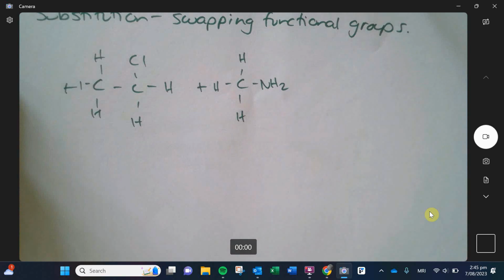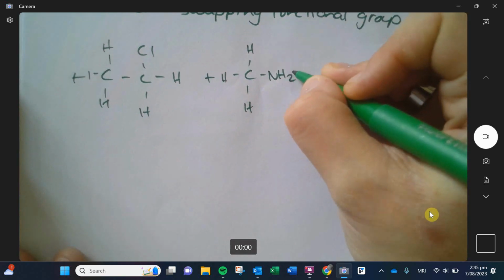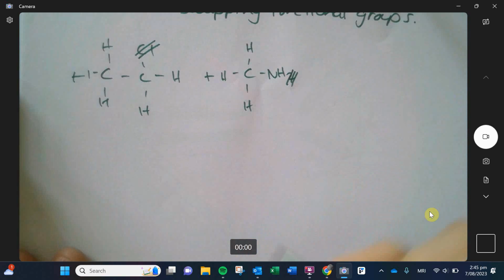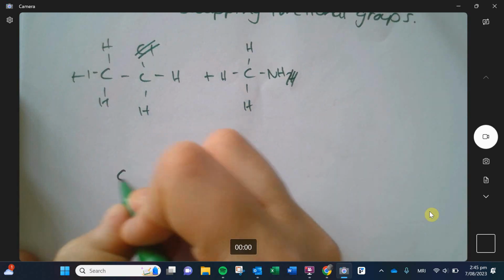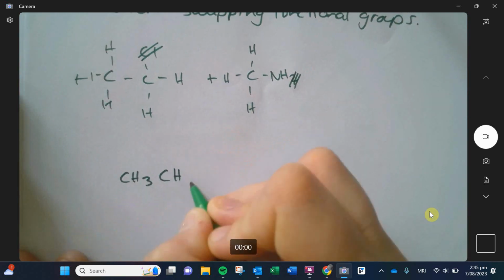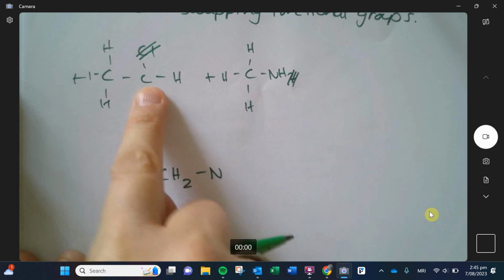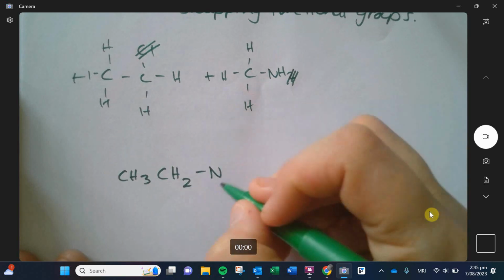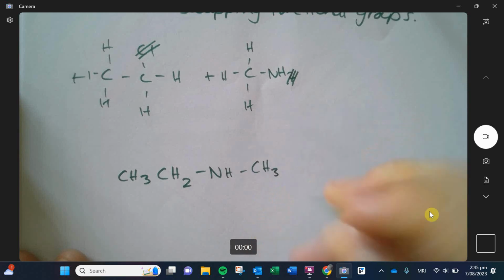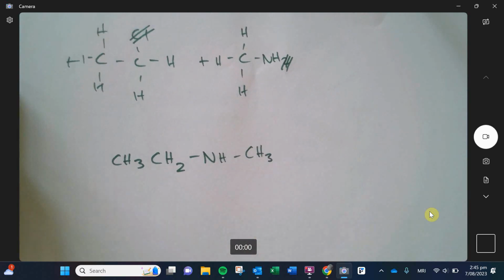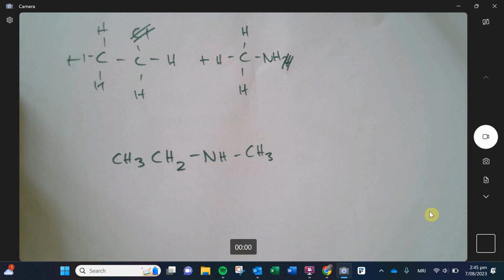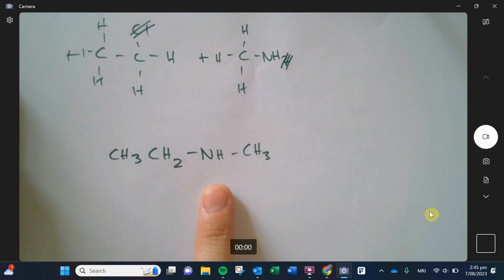What would happen when I was doing the substitution reaction is one of the hydrogens would leave and the chlorine would leave to form a bond. So I'd have CH3, CH2, N, because it's attaching there, H, CH3. So that's how those two molecules would combine together, making a secondary. And then if I wanted to make a tertiary, I would need a secondary like this to be added. But it's very unlikely they'll ask you that question. But that's what's basically happening.